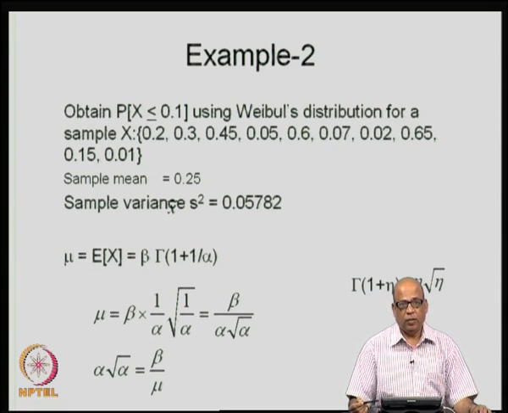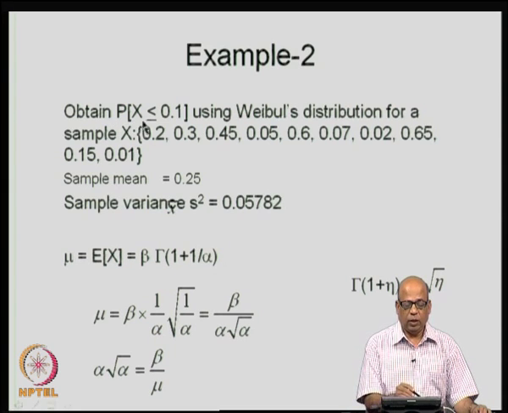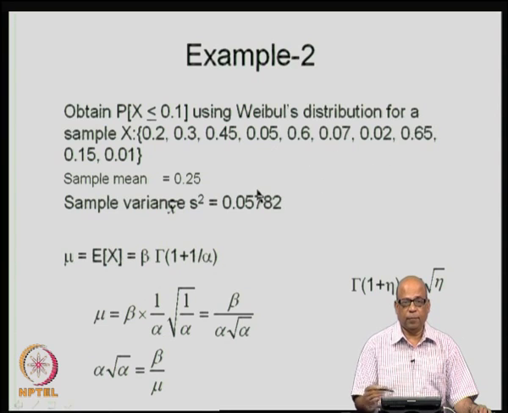Remember, when we are talking about the extreme distributions for the minimum values, we call it Weibull's distribution. So, with Weibull's distribution we are always talking about the lower extreme. We will obtain the probability of x being less than or equal to 0.1 using the Weibull distribution for a sample x as given here.